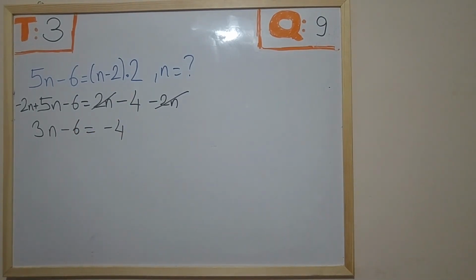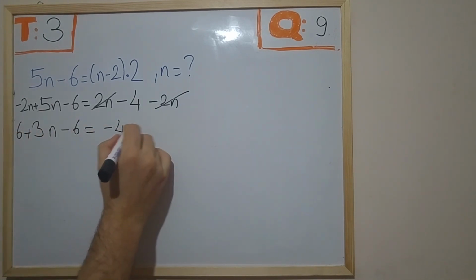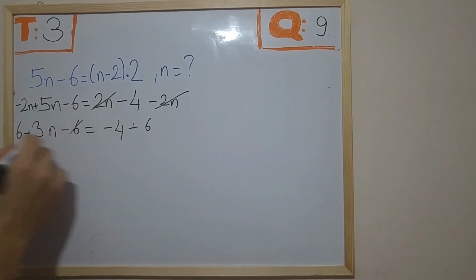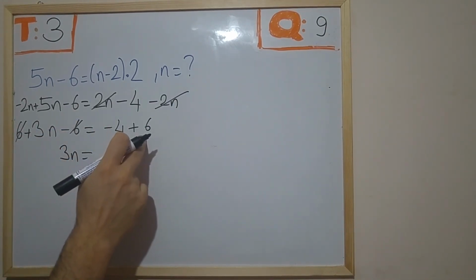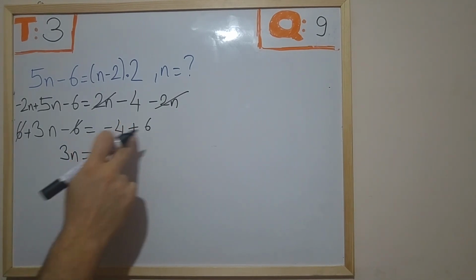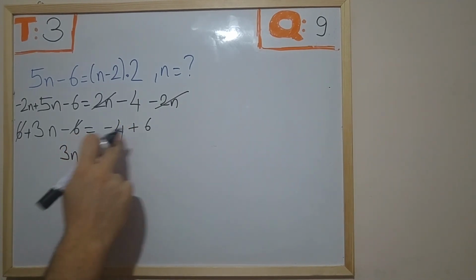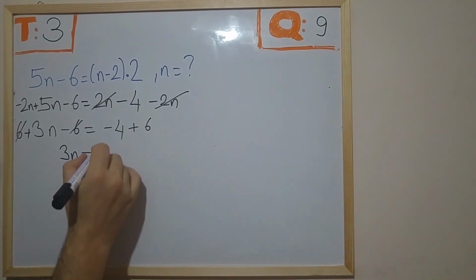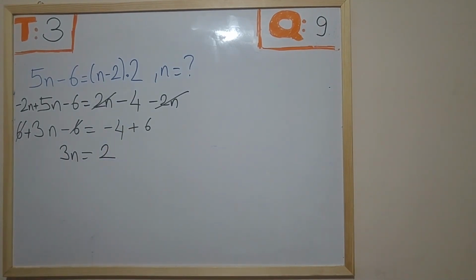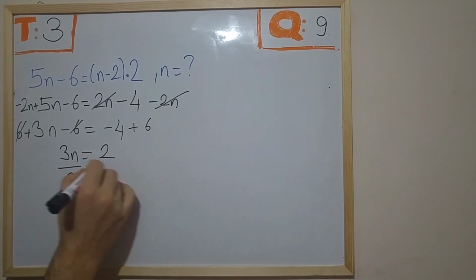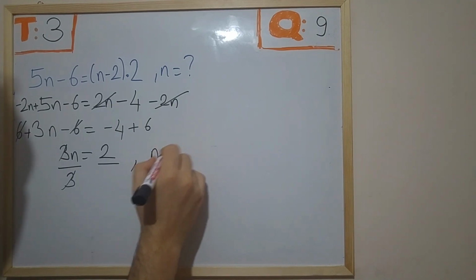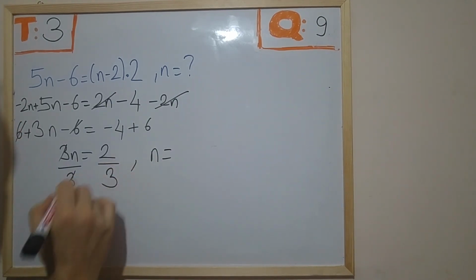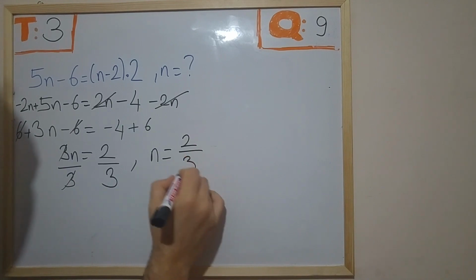Now, in this step, we have to get rid of this minus 6 by adding 6 to both sides. So that we're left with 3n here. And what we have on the right-hand side is 6 minus 4, or minus 4 plus 6. Both are true, is equal to 2. Now we have to divide by 3 in order to get rid of the coefficient in front of n, which will give us n is equal to 2 over 3.